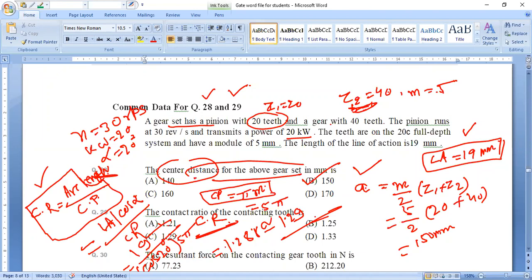And resultant force on the contacting gear tooth. ये भी गियर का ही क्वेश्चन है। ये इसी क्वेश्चन का है ना? 28, 29 and 30. तीनों का कॉमन डाटा है ये। 28, 29 and 30. So the resultant force on the contacting gear tooth is force. Force का फॉर्मूला बताइए। फोर्स कैसे निकलता है?